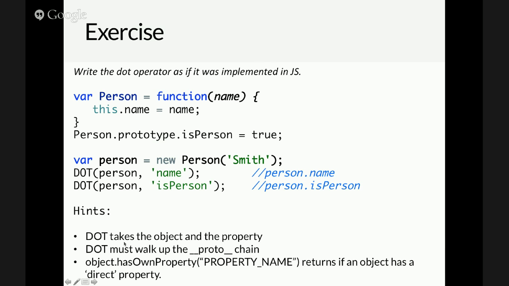So the way to do this, and we'll do it in a JS Bin, is to make a dot function that takes the object and the property you want to look up. It's going to walk up the proto chain and keep looking if that object in the proto chain has the desired property. It'll do that by checking hasOwnProperty. Objects all support this function that lets you know if the object directly has a specified property.